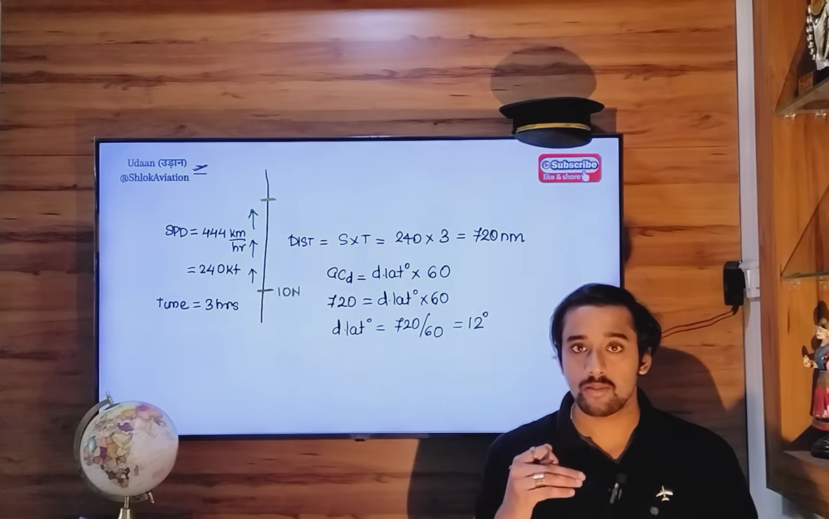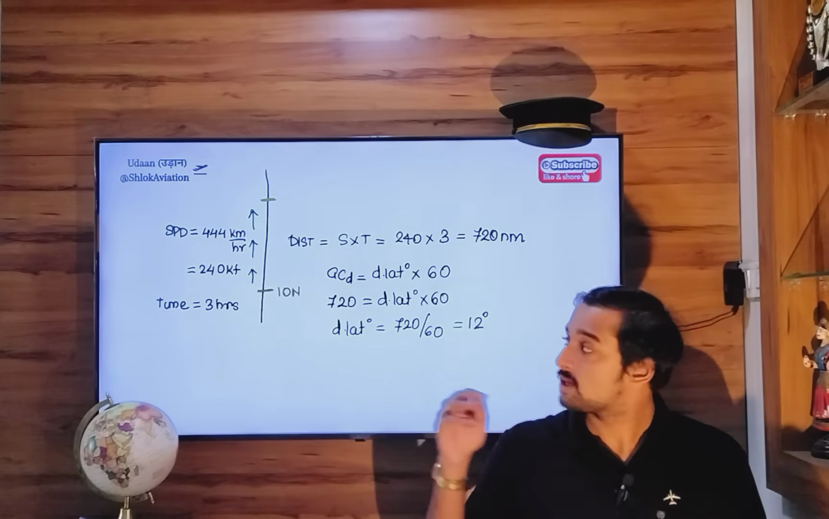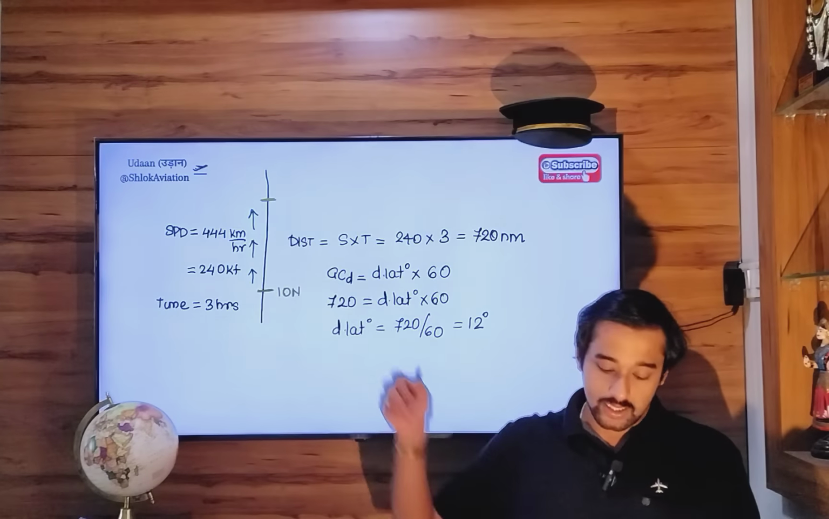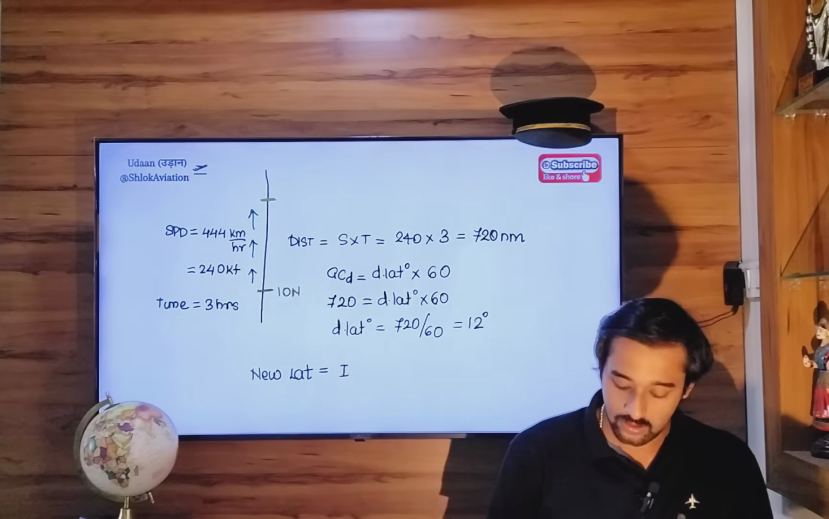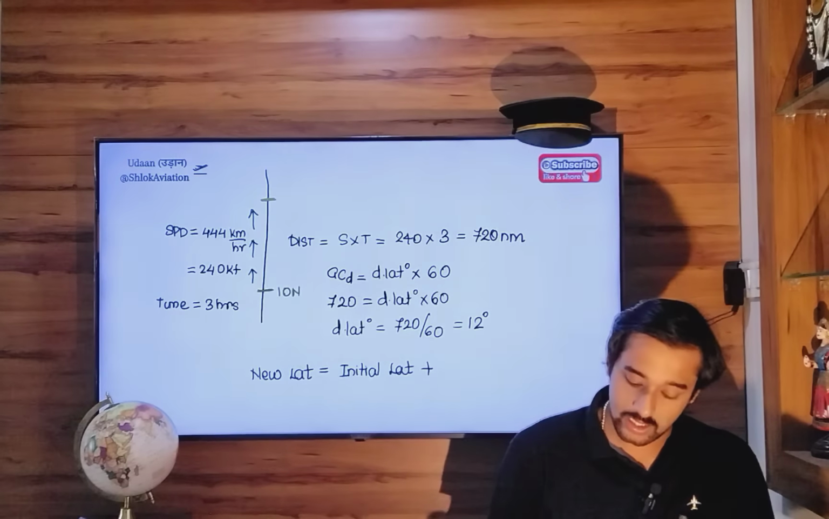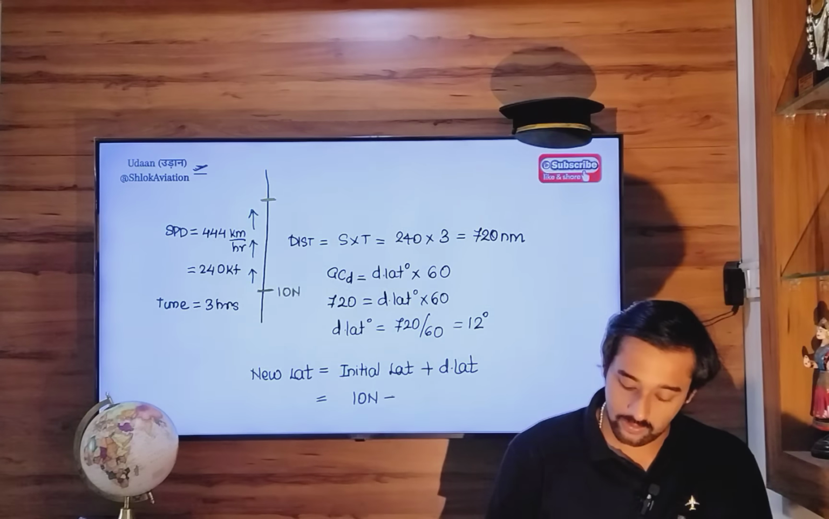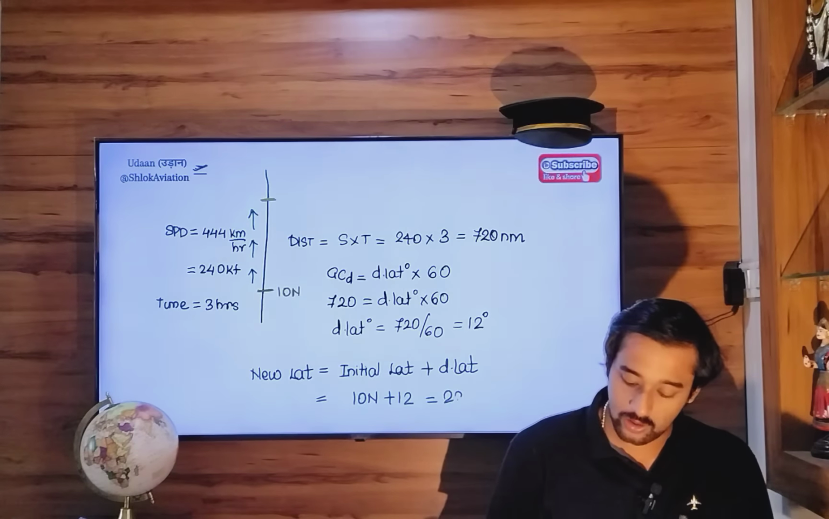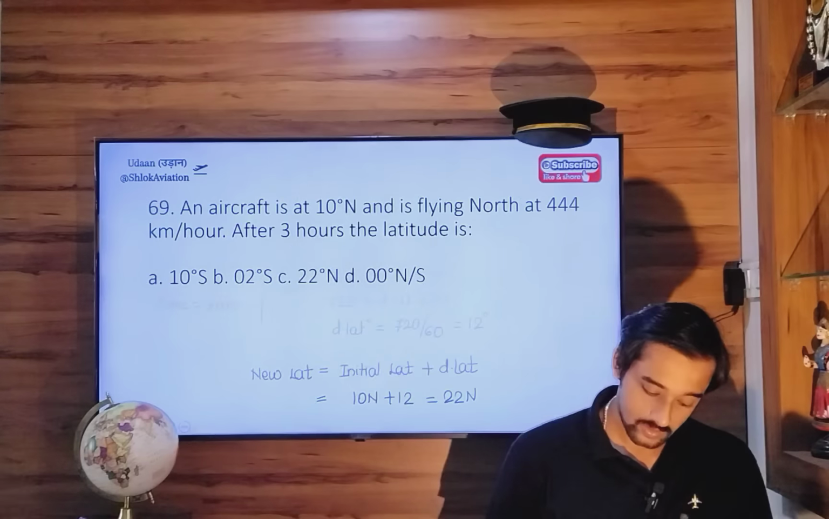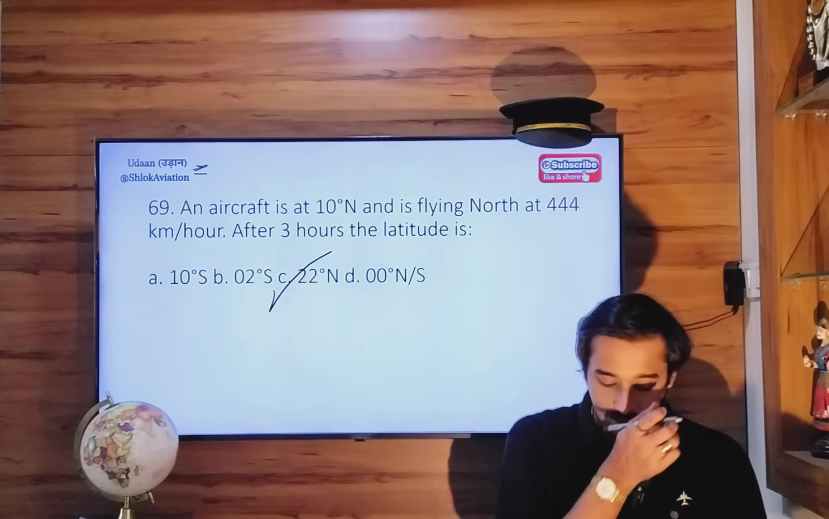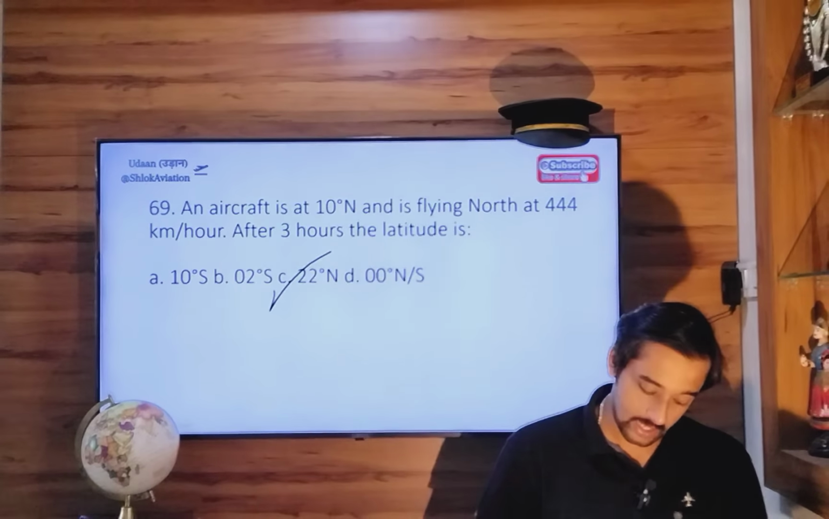Now when you are in the northern hemisphere and you travel in a northerly direction, the latitudes increase. So new latitude will be your initial latitude plus d lat. So 10 north plus 12 is 22 north. So new latitude is 22 north. Option C. Okay, simple. Next.